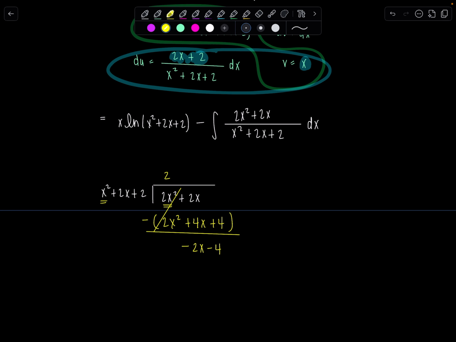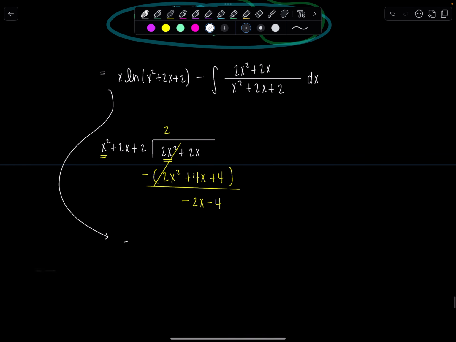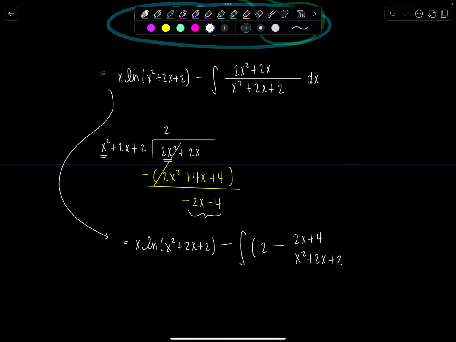So that's my remainder. So we can rewrite everything as x natural log of x squared plus 2x plus 2 minus the integral of 2, and then I have minus both of those. So let me just put the minus outside, and then I have 2x plus 4 over the divisor, or the original denominator, x squared plus 2x plus 2 dx. Good? Okay, lovely.